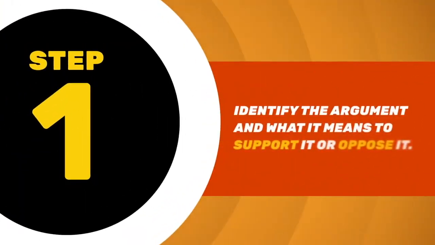Here's step 1. First, let's understand the essay question and the argument it's talking about. And let's think about what it would mean to support or oppose that argument. So in other words, step 1, identify the argument and what it means to support it or oppose it.